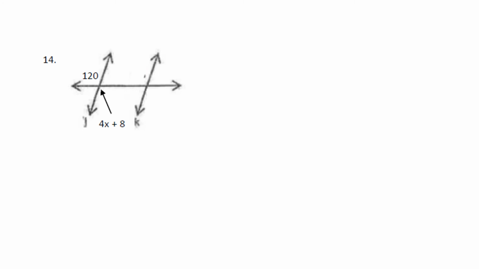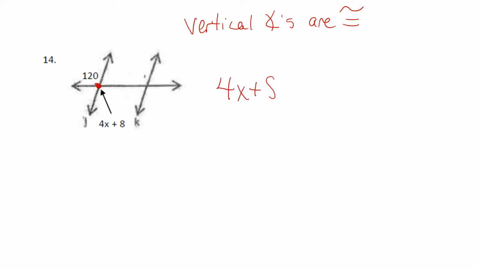So we have 4x plus 8 as an angle measurement and 120 degrees. We need to realize that these are sharing a vertex, so they are vertical angles. We know that vertical angles are congruent. That means they're equal. So when I set this problem up, I'm going to put the two angles equal to one another. So 4x plus 8 equals 120.